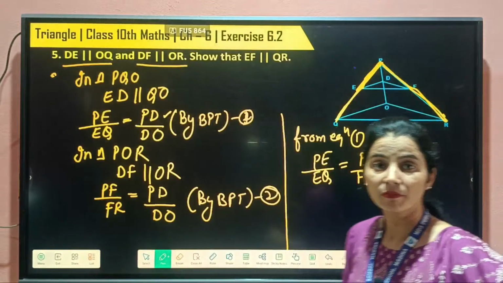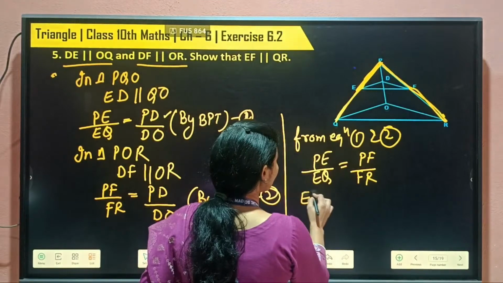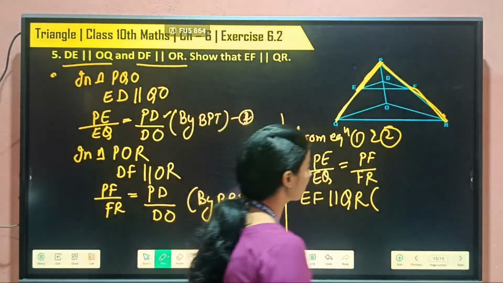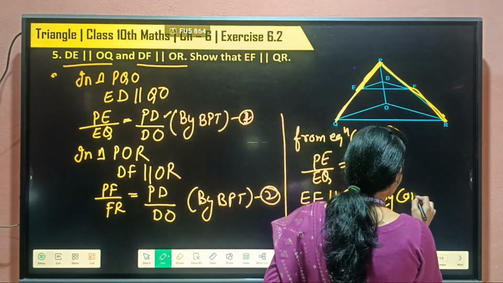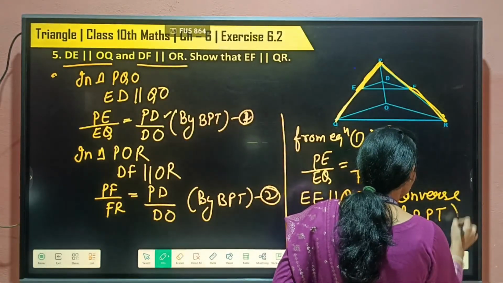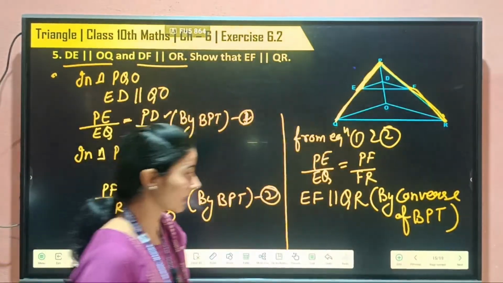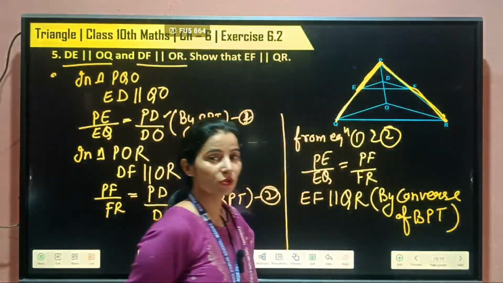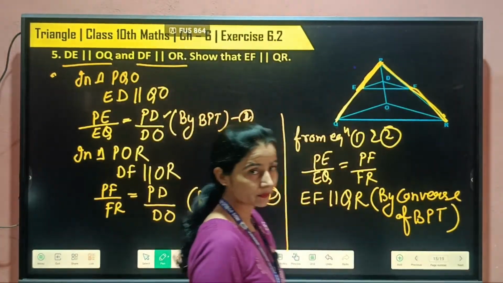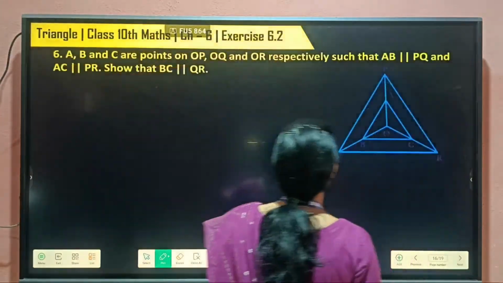Then by converse of BPT, this EF is parallel to QR. As corresponding sides are in the same ratio, these lines will be parallel. This EF will be parallel to QR. Question number 5 is completed. Next question. What is the next question?